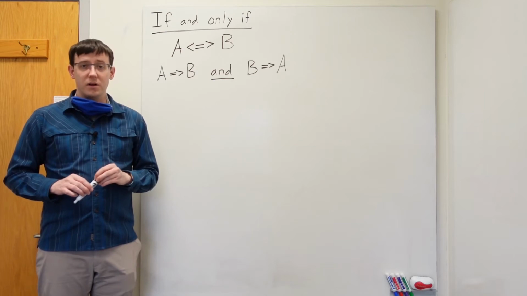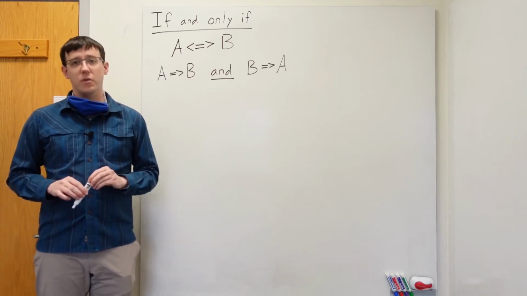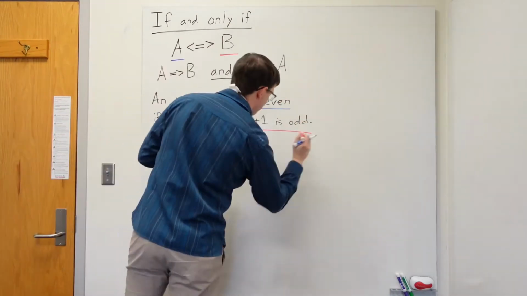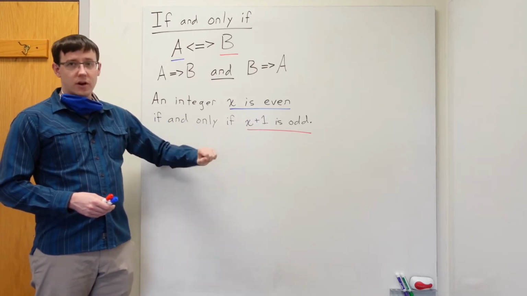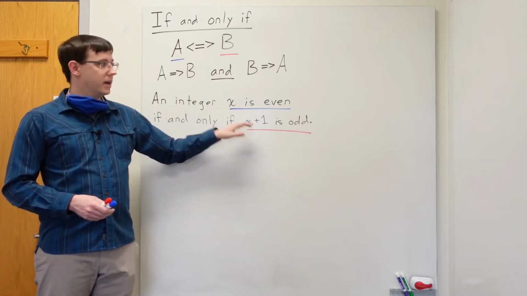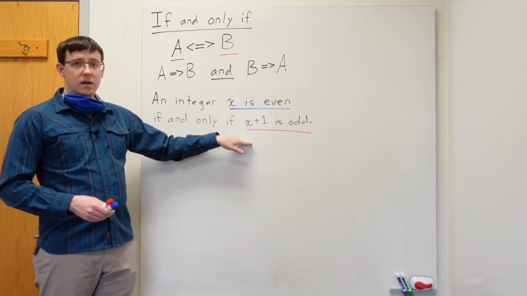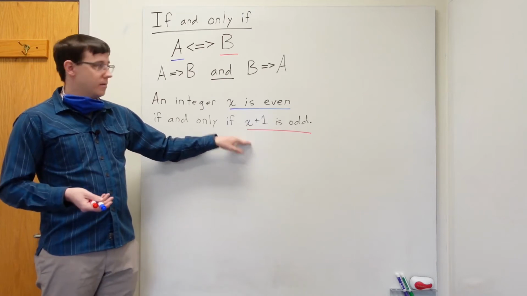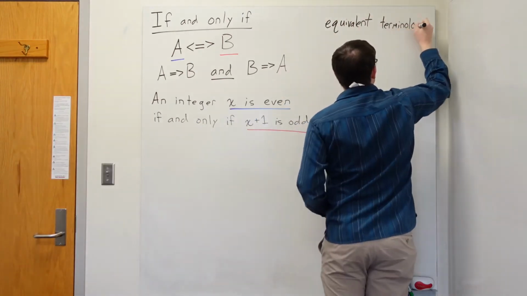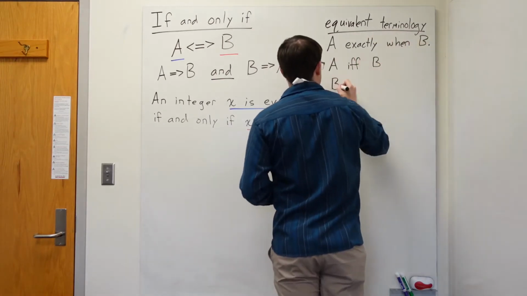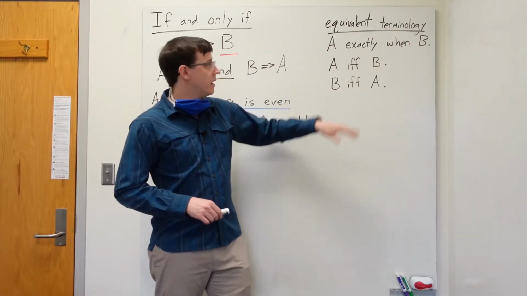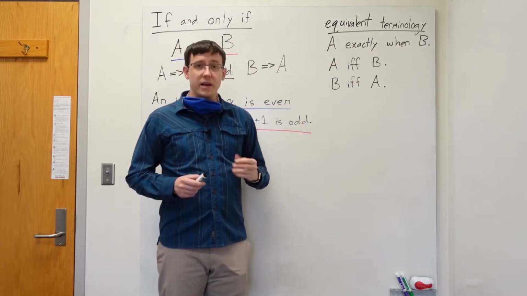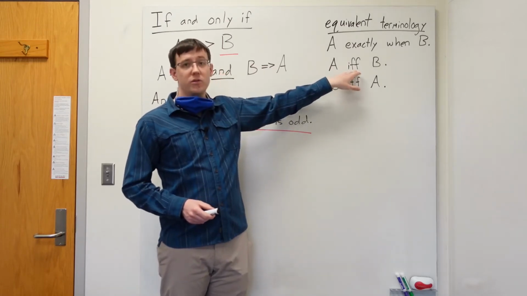Let's look at an example of a simple if and only if statement to give a bit more context. The statement x is even if and only if x plus 1 is odd is saying if x is even, then x plus 1 is odd, and if x plus 1 is odd, then x is even. We'll also sometimes use the phrasing A is true exactly when B is true, and we'll often abbreviate if and only if using an if with two F's.